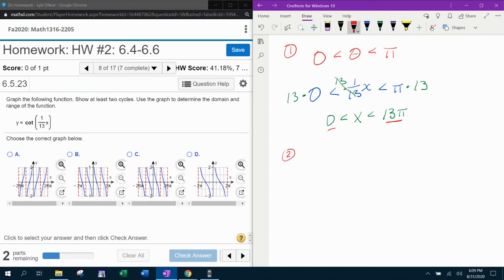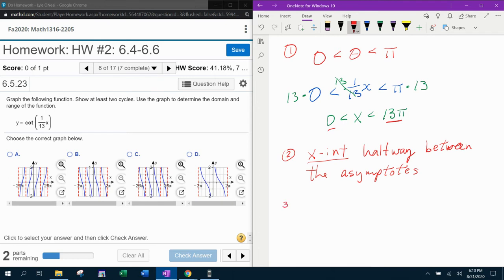Step number 2, you're going to have an x-intercept halfway between the asymptotes. Made a few too many videos today, I think. X-intercept, you're going to have an x-intercept halfway between the asymptotes.